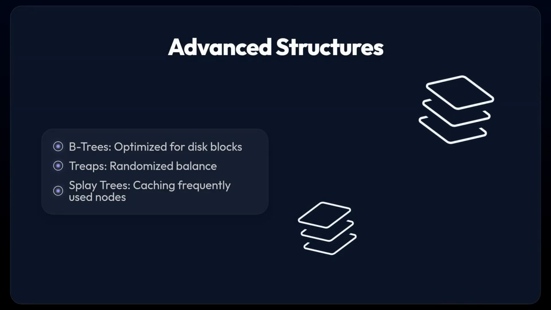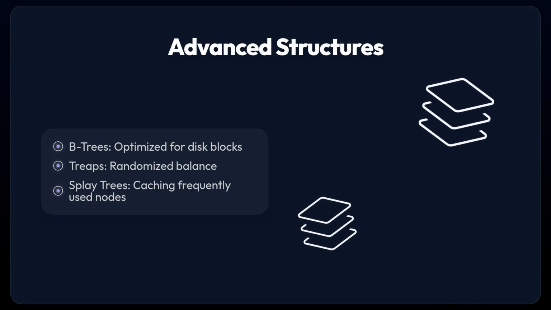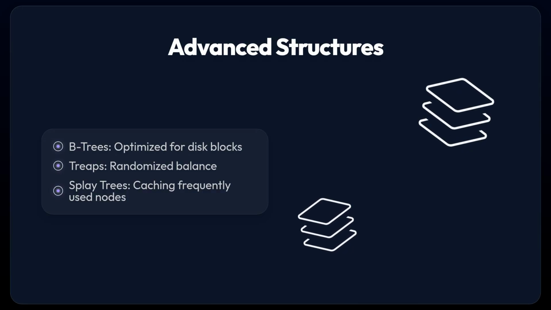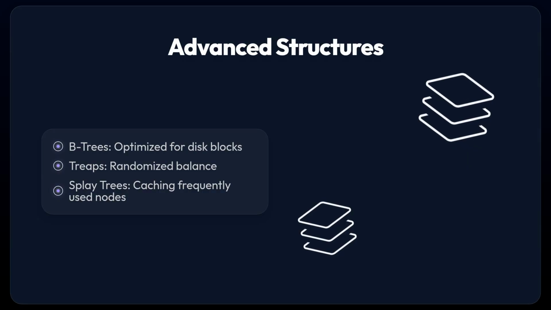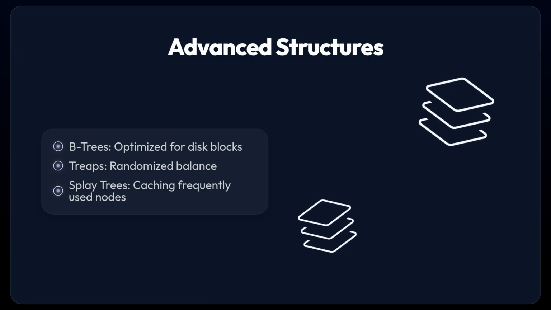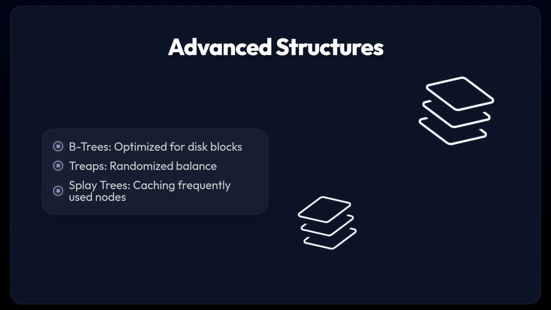Finally, we have specialized variants for specific hardware problems. B trees group many keys into a single massive node to match the size of a disk block, drastically reducing memory jumps. Treaps use randomness to avoid worst-case scenarios without complex rules. And splay trees move frequently accessed data to the top, acting like a self-organizing cache.